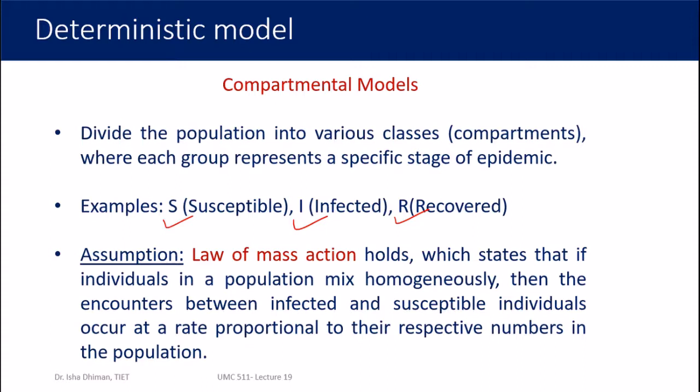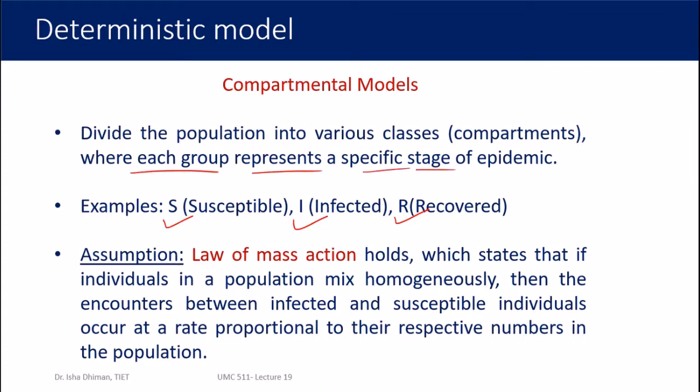What I'm trying to convey is that everybody is initially susceptible, and then slowly some people get infected. So susceptible people start shifting to the category of infected, and then with some treatment or by themselves they start to recover. Then comes the recovered category. That's the meaning of this line, that each group represents a specific stage of the epidemic.